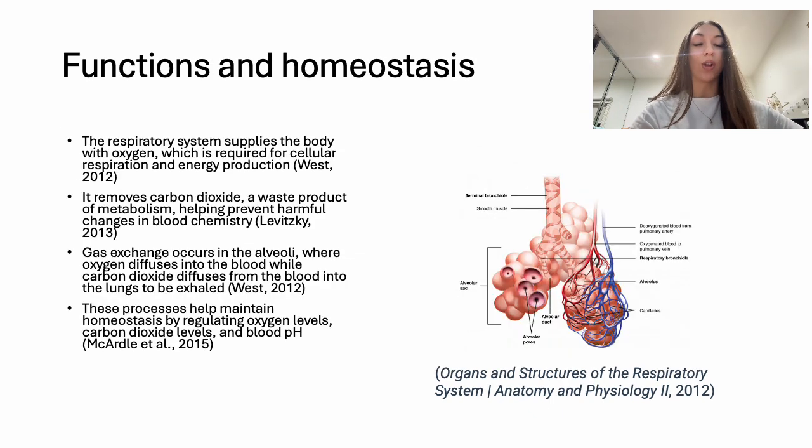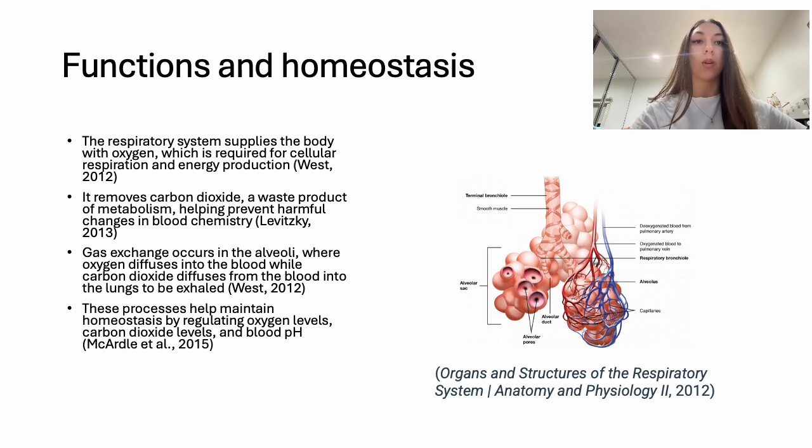As we can see in this diagram, gas exchange occurs in the alveoli, where the respiratory system and the circulatory system work closely together. Oxygen moves from the air inside the alveoli into the surrounding capillaries, where it enters the bloodstream and is transported to the body's tissues for energy production.